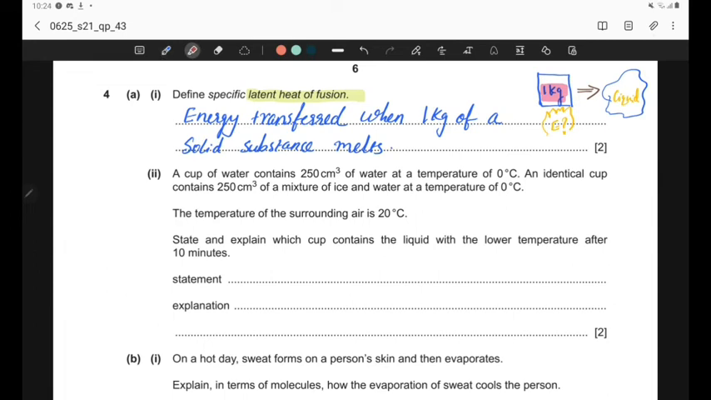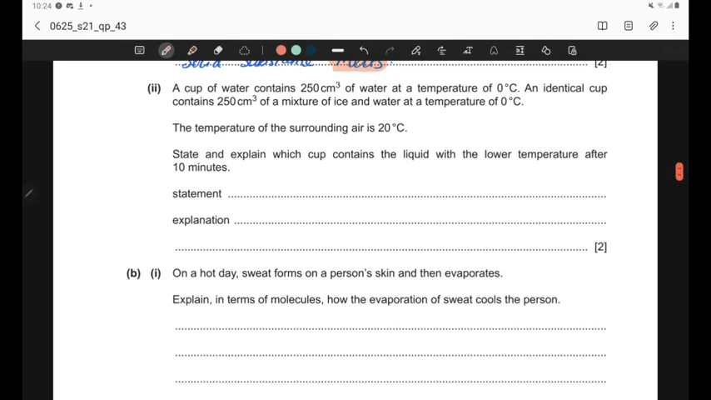So this much is enough. The important keywords you should mention are 1 kg and energy transferred in order to melt. Melts means converting from solid to liquid. These two are very important keywords in order to score 2 marks. Part 2. A cup of water contains 250 centimeter cube of water at a temperature of 0 degrees Celsius. An identical cup contains 250 centimeter cube of a mixture of ice and water at a temperature of 0 degree.